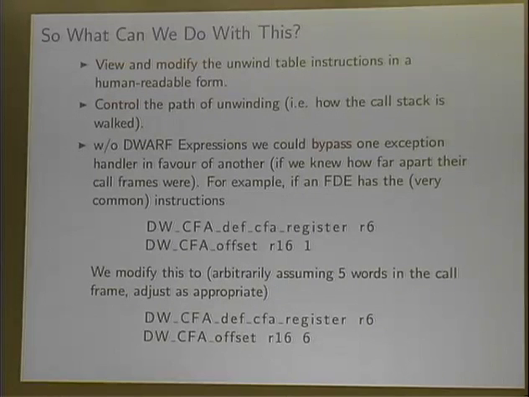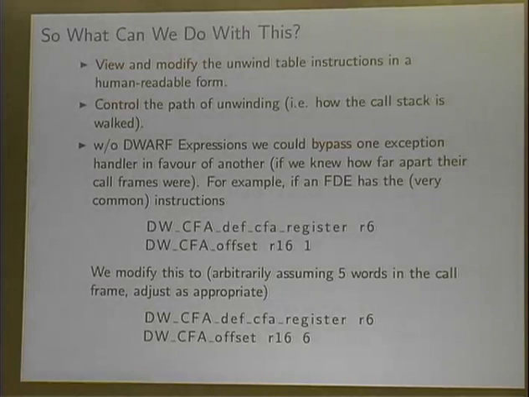So if the FDE has some common instructions, here we set up what register we're getting the CFA from. We see the CFA corresponds to the base pointer. And then we're restoring R16, which is the register number usually used for the return address, from an offset of 1 word from the frame address.